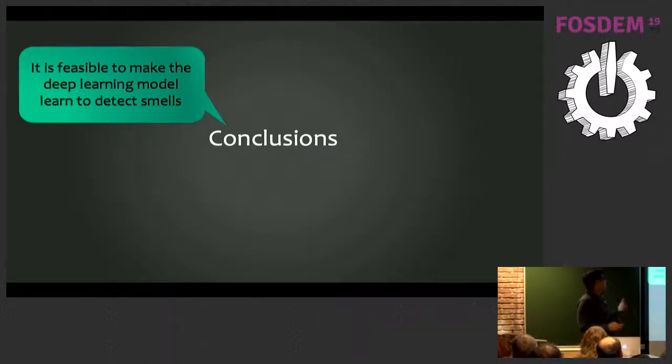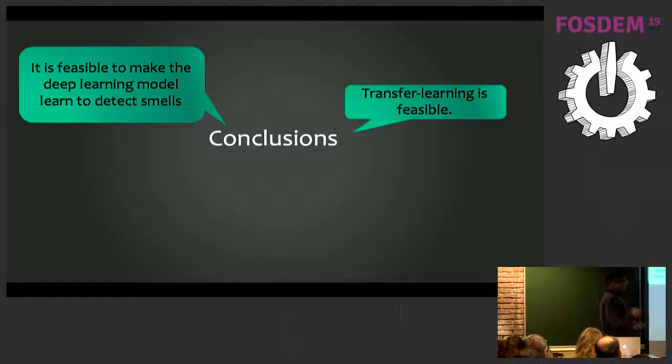Let's conclude. The first conclusion is that it is feasible to make a deep learning model learn to detect smells. Obviously, which smell you are detecting and the performance vary, and we can do much more. That's a separate thing. Transfer learning is also feasible. What it implies is that if you have a very good tool for one programming language, then you don't have to invent or write the tool for other, at least similar, programming languages. You train the model and apply it to other programming languages.